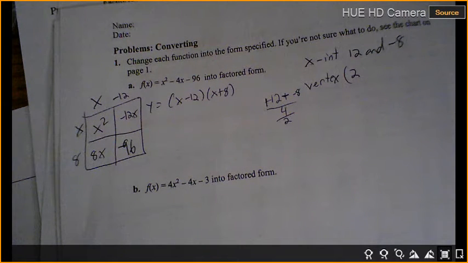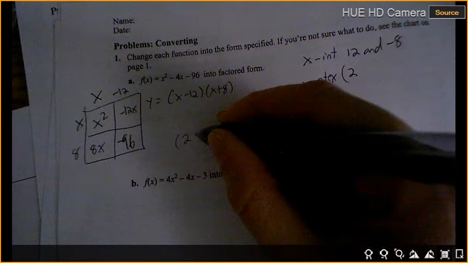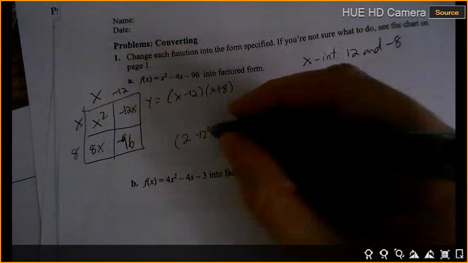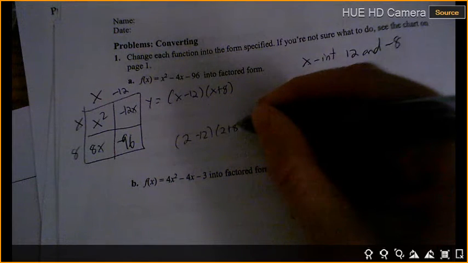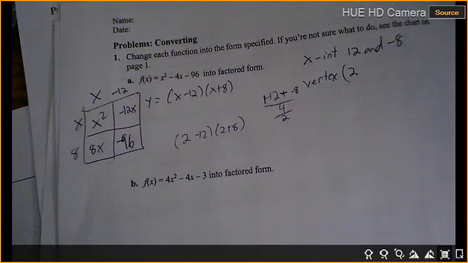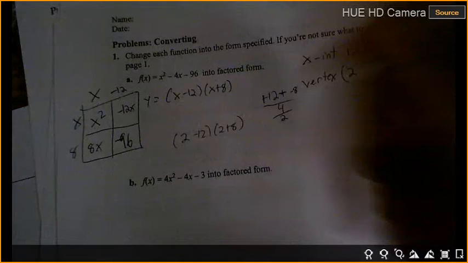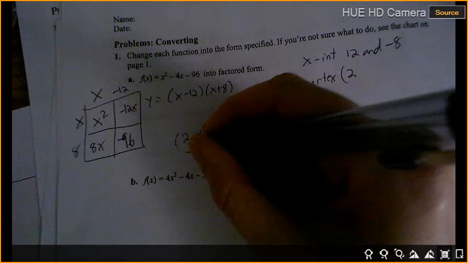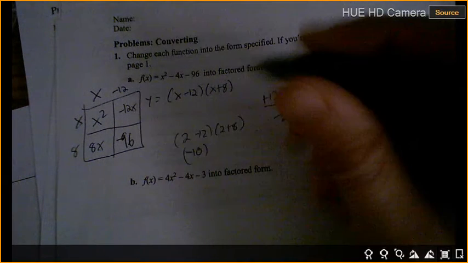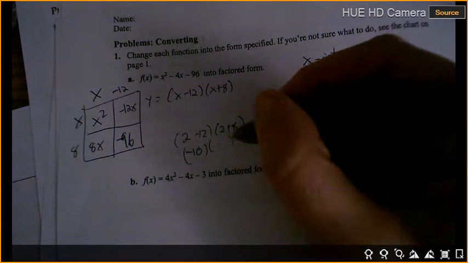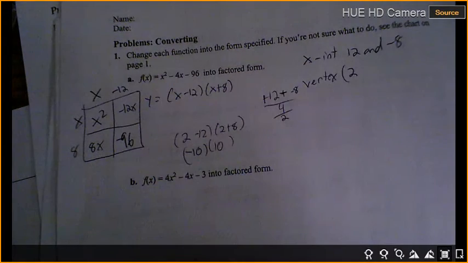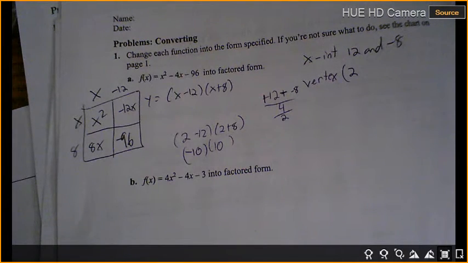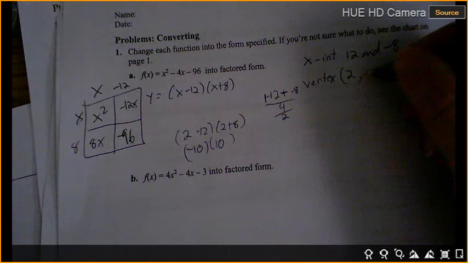And I'm going to plug that back in. You can do it into vertex form, the standard form, or the factored form. I'm going to do it in factored form this time. So you're going to go 2 minus 12 times 2 plus 8. What's 2 minus 12? Negative 10, right? And 2 plus 8 is 10. Negative 10 times a positive 10 is negative 100.